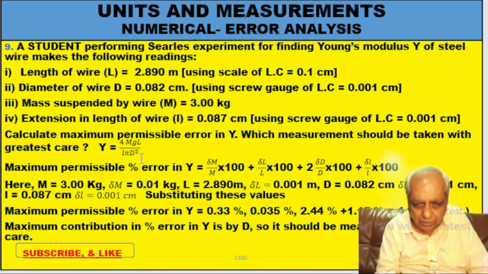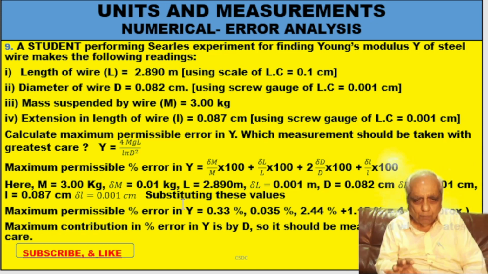So that's what he has written. But in g there is no error. We know the exact value of g of that place, because we are not measuring it. So it would be delta m upon m into 100, the percentage error in m. Delta L upon L into 100, percentage error in capital L. Similarly, percentage error in diameter would be delta D upon D into 100, and 2 will come because this is D square, and this is about L.